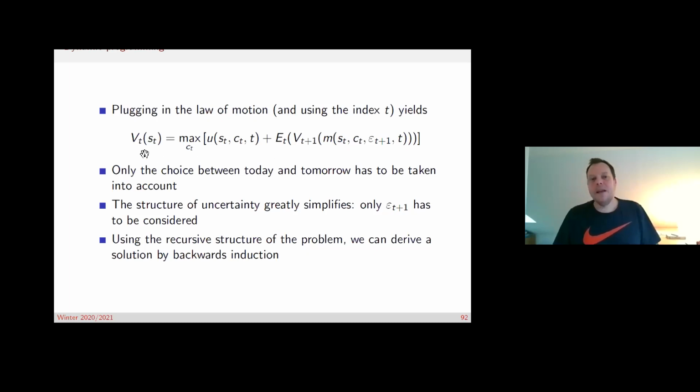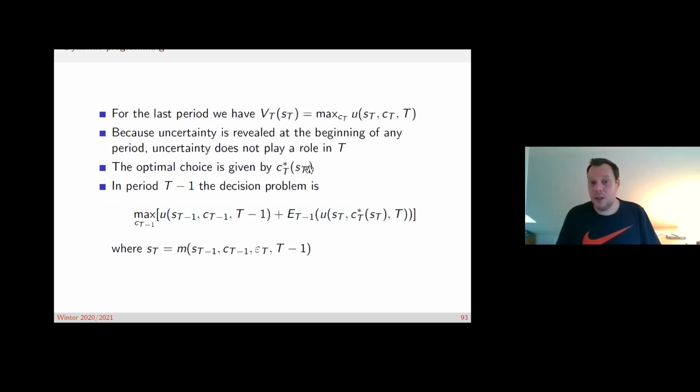And as long as we do not know what this functional form would be, this is of no help in finding the solution. But what we could do is just use backwards induction as we did before. So we go to the last period, capital T, and in capital T everything is already realized.